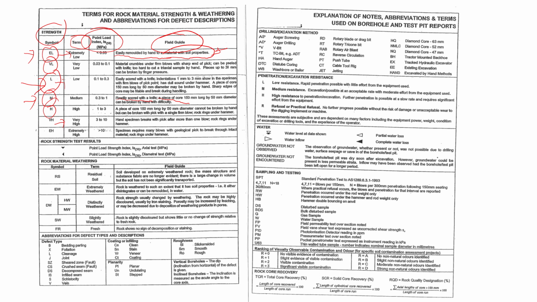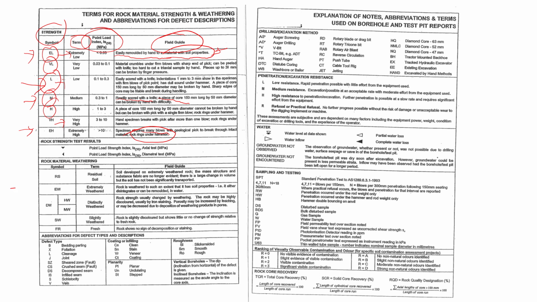And so on. So let's look at EH at the bottom, which is extremely high. In this case, you are going to use a geological pick and try to break it with the pick. You're going to try to break it with many blows, but you cannot do it. And another important thing, when you hit it with a geological pick, it is going to ring, right? So this is how we identify in the field that it is extremely high.